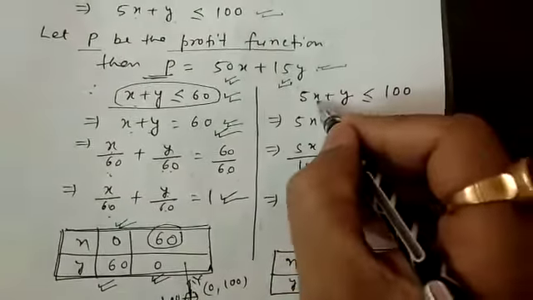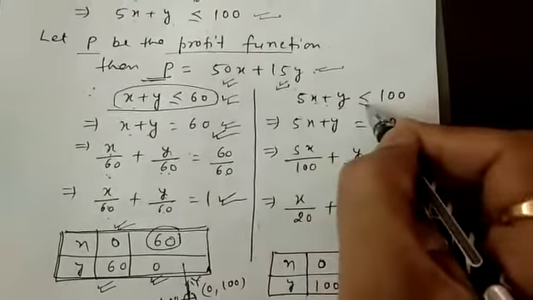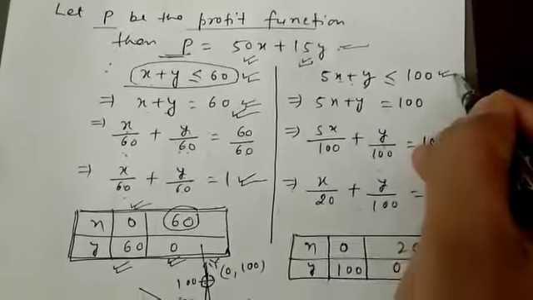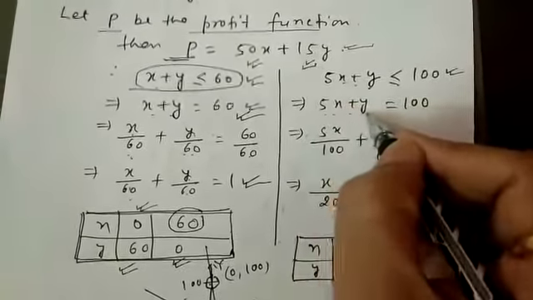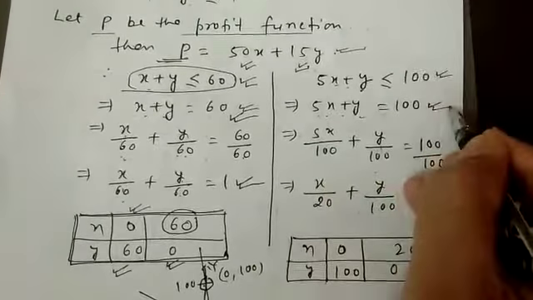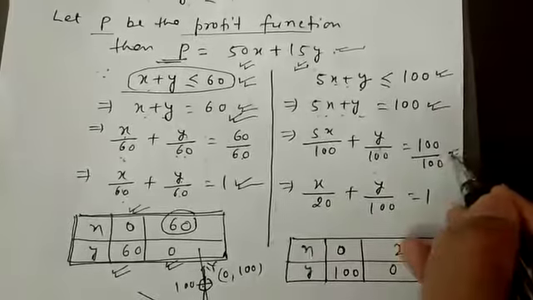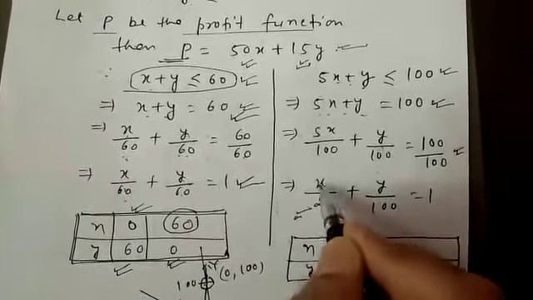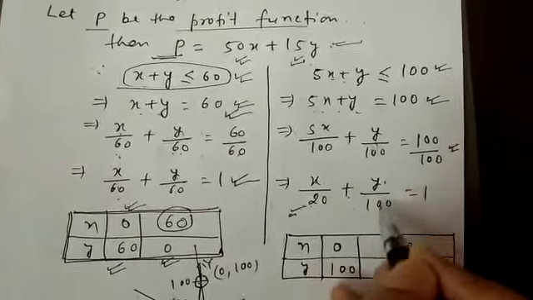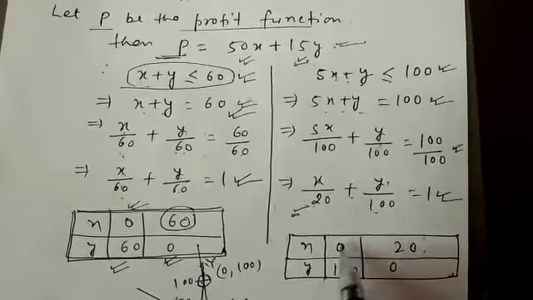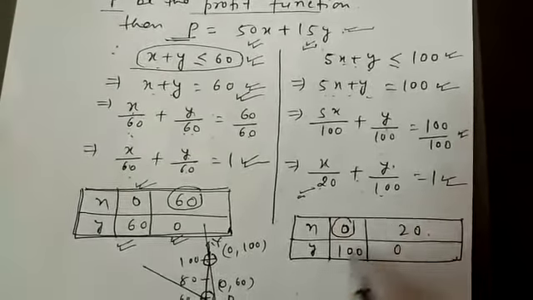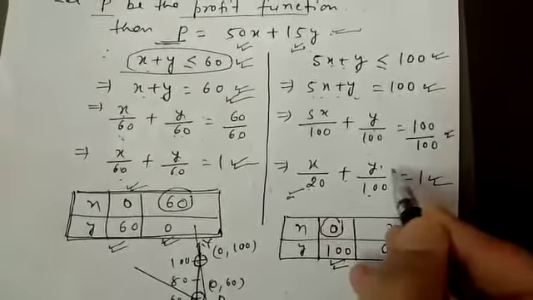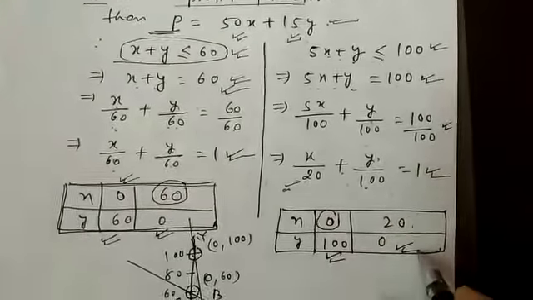Now the other inequation, 5x plus y less than or equal to 100. The corresponding equation is 5x plus y equal to 100. Again dividing by 100 in each term, this becomes x upon 20 plus y upon 100 equal to 1. When x equal to 0, y will be 100, and when y is 0, then x will be 20. So this table is formed from these equations.